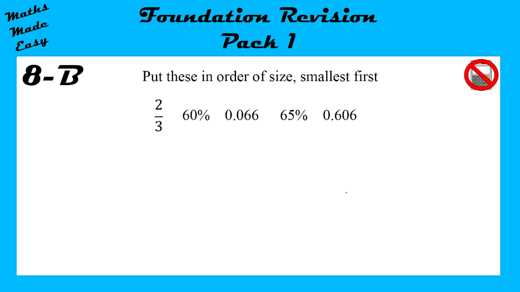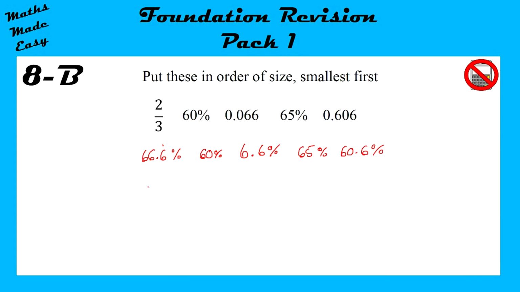Question 8b. Same as before, I'm going to stick with percentages on this one. So 2/3 is 66.6 recurring percent, then 60% already a percentage. 0.066 is 6.6%. 65% already a percentage, and 0.606 is 60.6%.